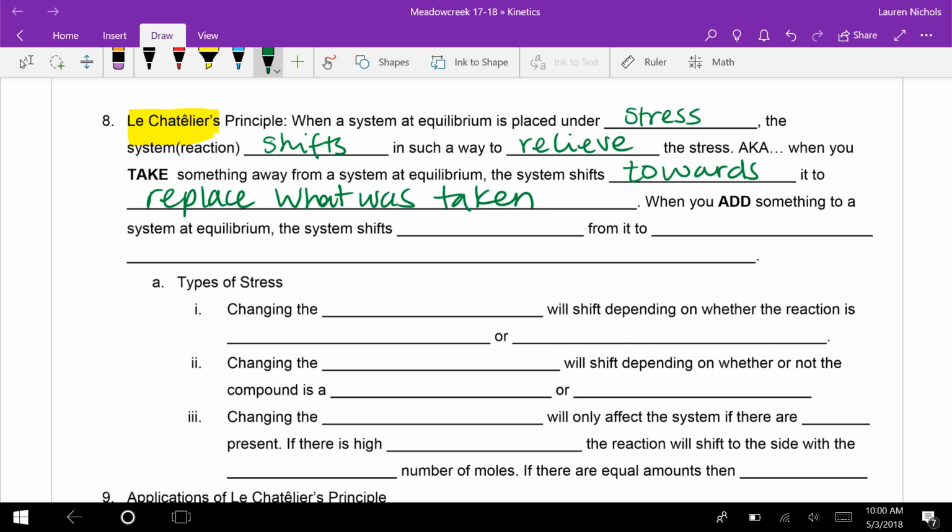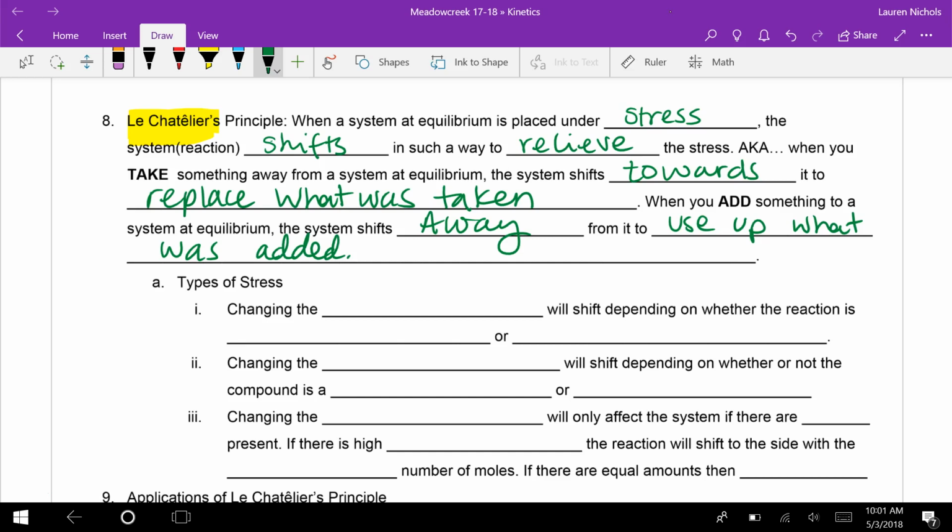Now, when you add something to a system at equilibrium, the system shifts away from it to use up what was added. And so we see this, for example, I've had students who walked in, saw we had a quiz or a test, and ran down the hallway. They were going away from the thing that was causing them stress. Or maybe when something is added to your plate, you just kind of shift towards the end goal and product so that you can just kind of get rid of this stress.